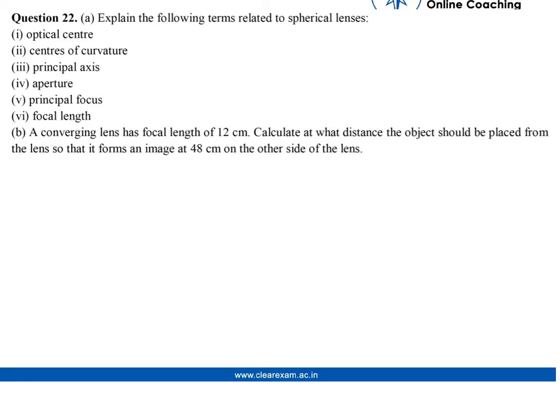Then second part is a converging lens has a focal length of 12 centimeter. Calculate at what distance the object should be placed from the lens so that it forms an image at 48 centimeter on the other side of the lens. Okay, so it's the numerical, so we'll solve it. Now let's move on to the solution part.